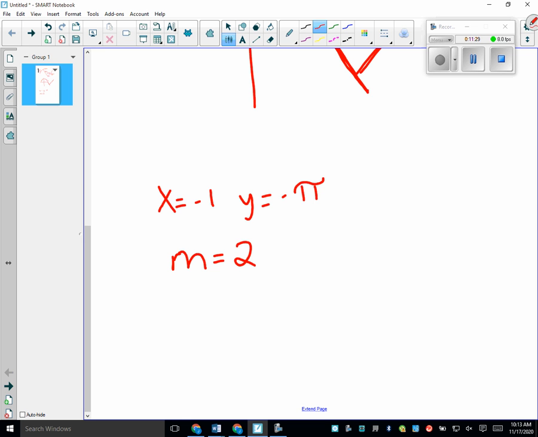Because y is -pi. That is the derivative. That is not the original. You get y off the original. All you get off the derivative is a slope. But if it says write an equation for the line, you get to the graph of G.